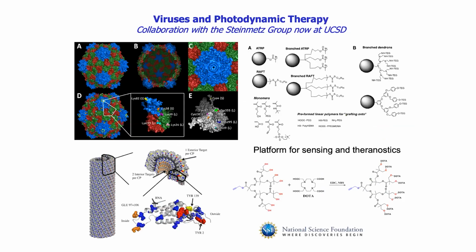Now, turning towards virus assemblies, we have done a lot of work with the Steinmetz group, now at UC San Diego, where we look at the cowpea mosaic virus, or CPMV, and its functionalization with dendrons and dendrimers to produce highly loaded virus assemblies with dendrons that can be used for attachment or complexation of drugs, and its use in theranostic as well as anti-cancer drug applications.